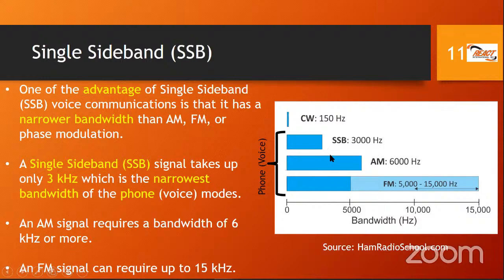And we have a comparison here. It shows an AM signal requires a bandwidth of 6 kilohertz or more, and an FM signal can require up to 15 kilohertz or 15,000 hertz. So this is a comparison just to prove to you that, in terms of voice or phone modes, SSB occupies the lowest amount of bandwidth. So it's very efficient. Remember, as hams, we try to be as efficient as possible.